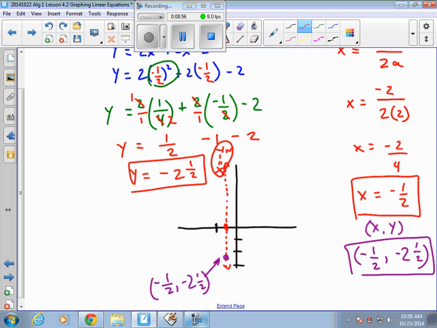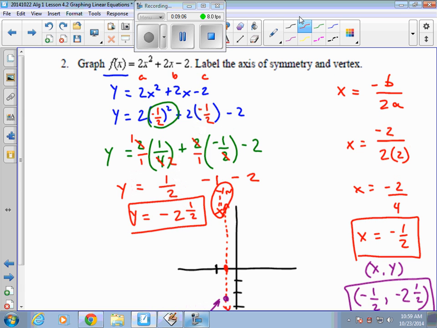Remember, you want to slide one unit either to the right or to the left. Is it easier to slide to negative 1 or to 0? 0 is easier to multiply. So when we go back to the original equation again, let's use x's value equals 0, and let's plug it into the original equation. Y equals 0 squared is going to be 0. Anything times 0 is 0. So what we wind up with is 0 plus 0 minus 2.